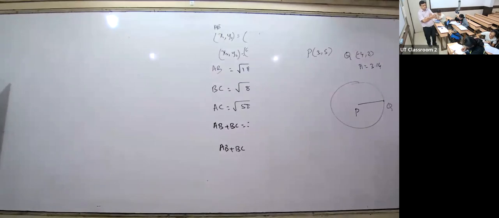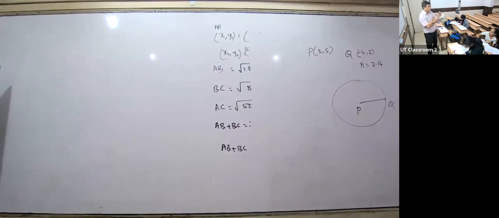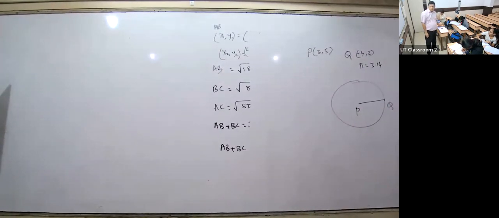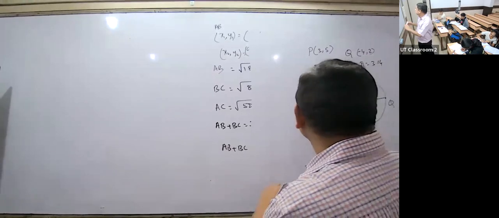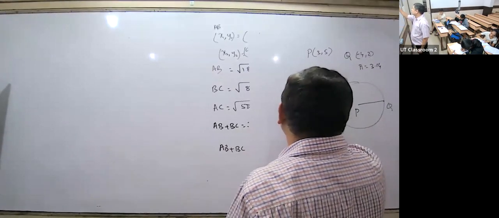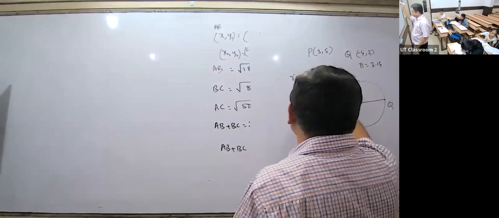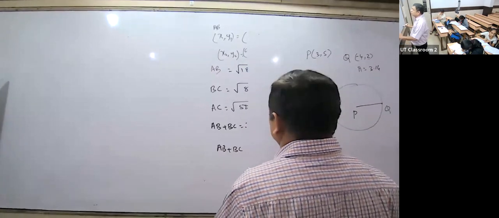Done. How much is the PQ? Radius, how much? Root 58. All of you got root 58. Yes. Therefore, R is equal to root 58. And they tell us that she got it.